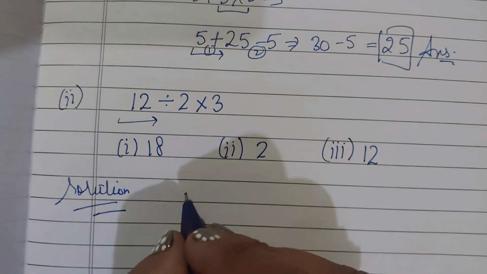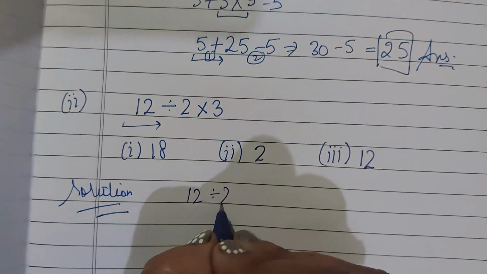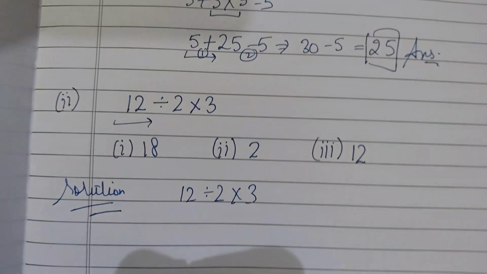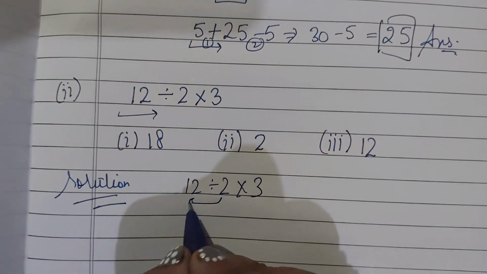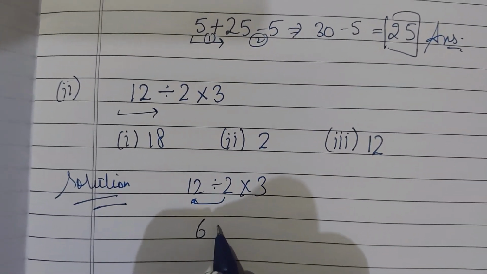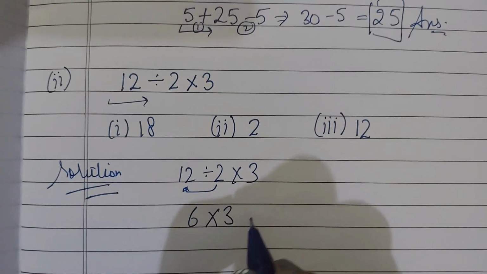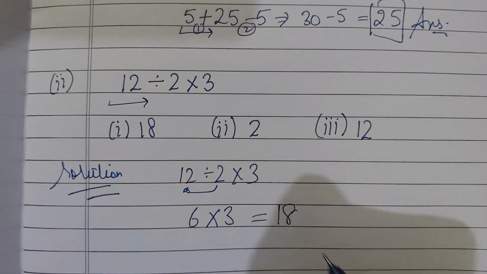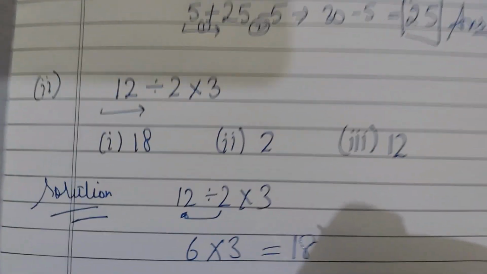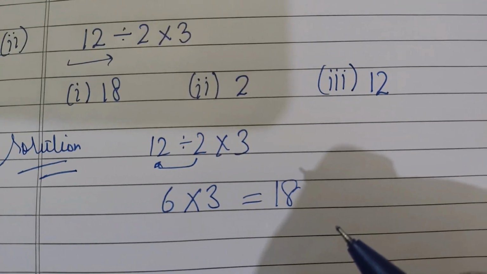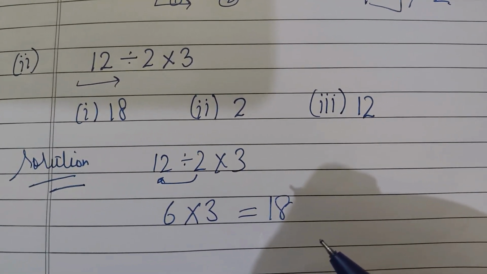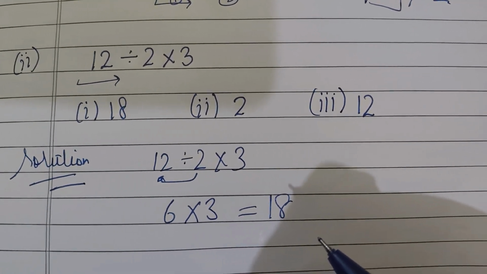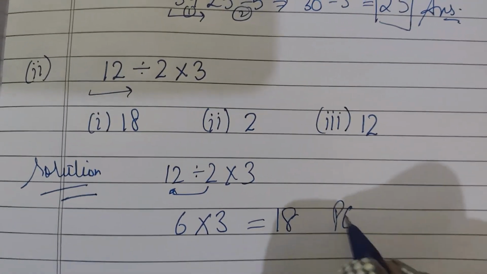So let's start. 12 divided by 2 times 3. So it will be 12 divided by 2 is 6, times 3, and 6 times 3 is 18. So our answer is 18 and 18 is the correct answer. If you all get 18 as your correct answer, then it is good. Otherwise you have to work hard on this PEMDAS.